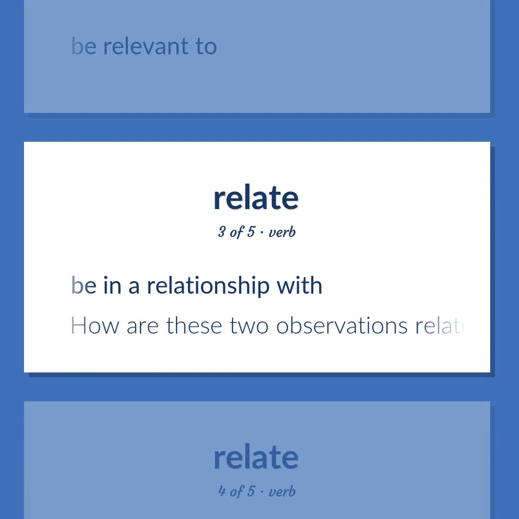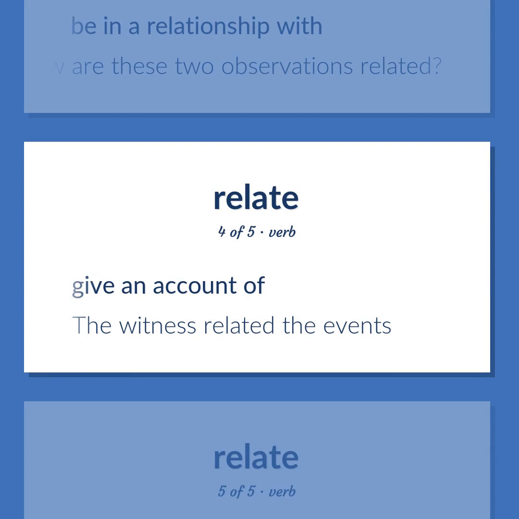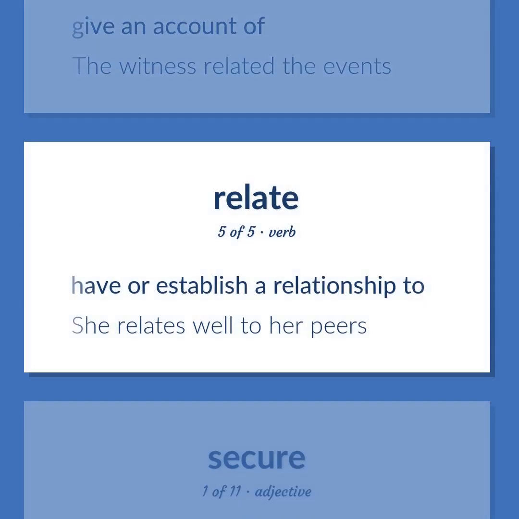How are these two observations related? Give an account of. The witness related the events. Have or establish a relationship to. She relates well to her peers.